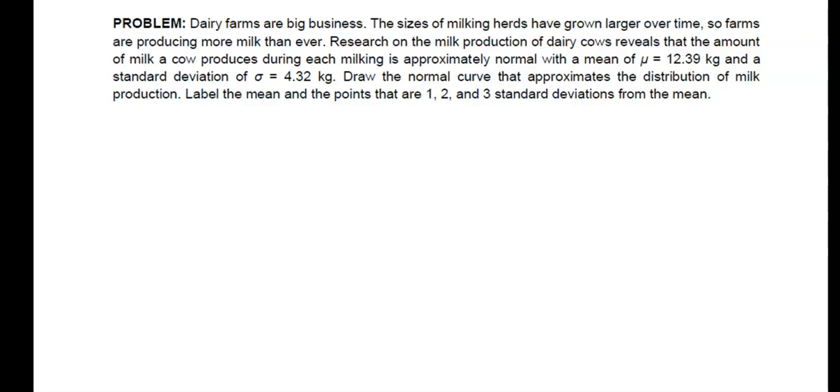Dairy farmers are a big business. The size of milking herds has grown larger over time, so farms are producing more milk than ever. Research reveals the amount of milk a cow produces during each milking is approximately normal with a mean of 12.39 and a standard deviation of 4.32. Draw the normal curve that approximates the distribution of milk production. Label the mean and the points that are 1, 2, and 3 standard deviations from the mean.